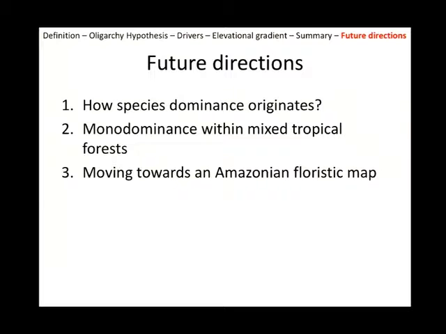The second project is related to monodominance in tropical forest. Monodominance is an extreme case of dominance where only one species dominates, which is a very unique pattern if you consider that tropical forests have thousands of species at local scales. And the third project is related to the elaboration of a high quality floristic map of the Amazonian trees, which we need and we don't have.